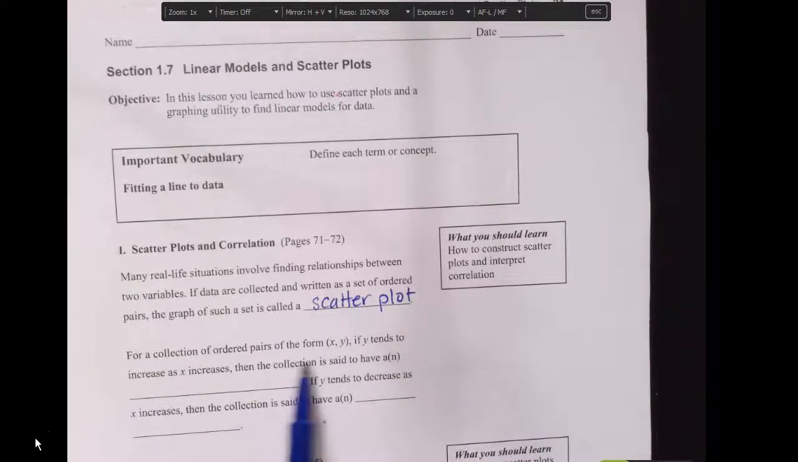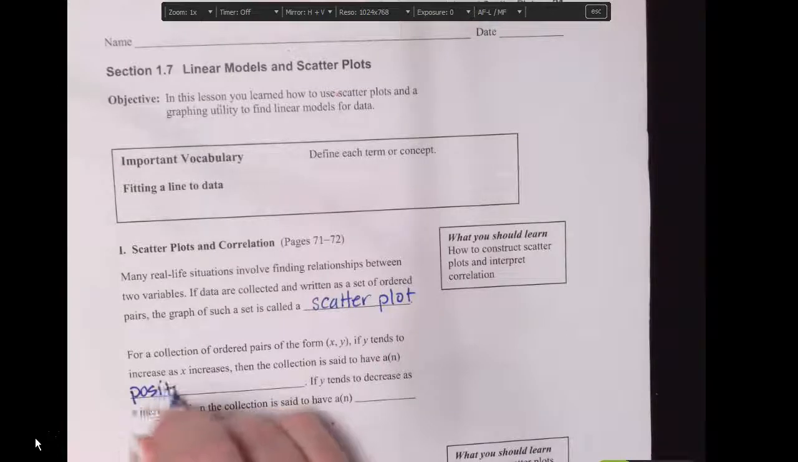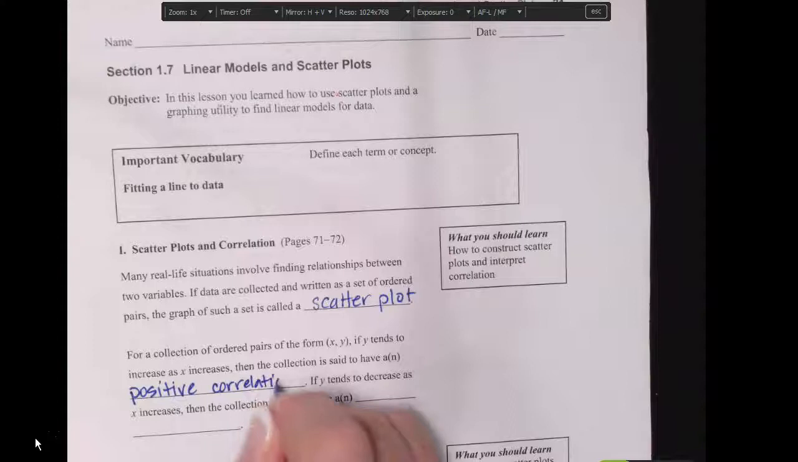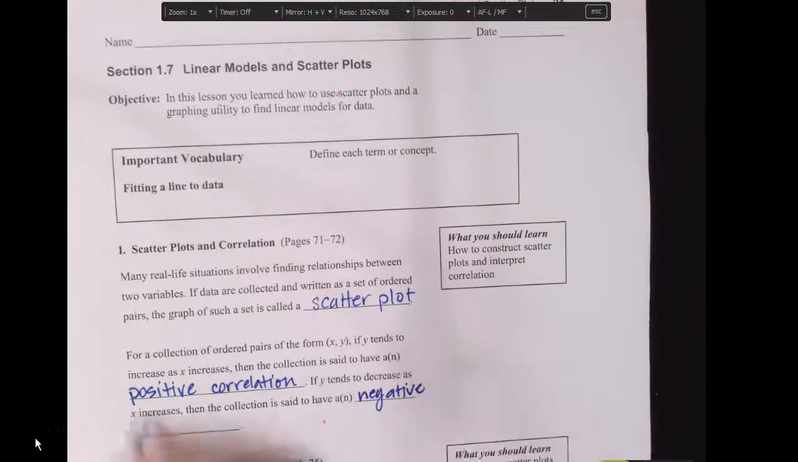For a collection of ordered pairs in the form x, y, if y tends to increase as x increases, then the collection is said to have a positive correlation. If y tends to decrease as x increases, then the collection is said to have a negative correlation. So there's a few things I want you to see here.